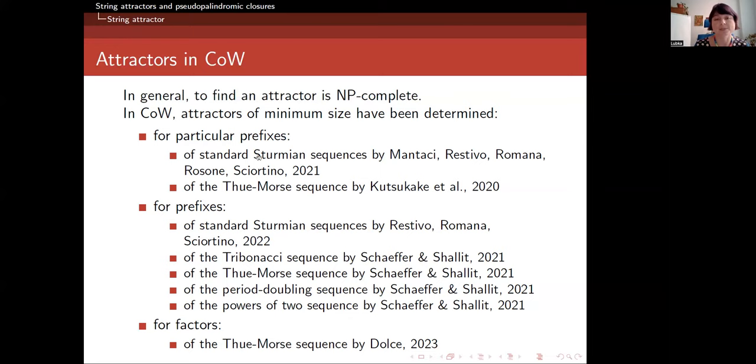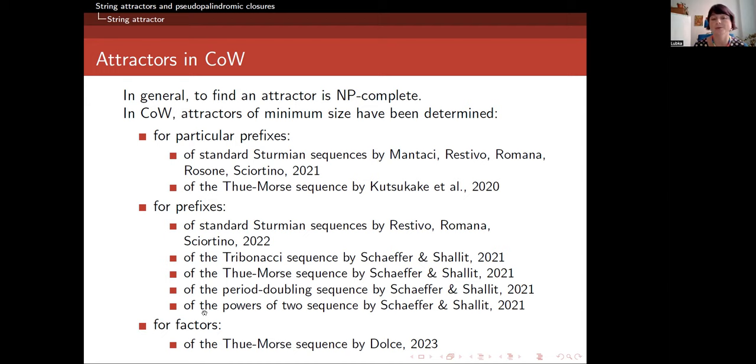Then another of the first results concerning attractors is the result for the Thue-Morse sequence, where particular prefixes were observed by Kutsukake and his colleagues, and they determined that the size of the minimum attractor is 4 in general. Then for prefixes, the result by Mantaci et al. was generalized for all prefixes of standard Sturmian sequences by Restivo, Romana, and Sciortino a year later. And then Luke Schaeffer and Jeffrey Shallit, in their paper from 2021, studied automatic sequences, and they determined the minimum size attractors for all prefixes of the Fibonacci sequence, of the Thue-Morse sequence, of the period-doubling sequence, and the powers of two sequence.